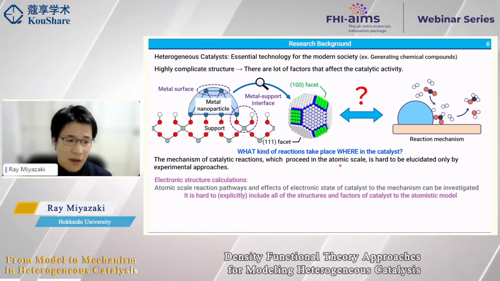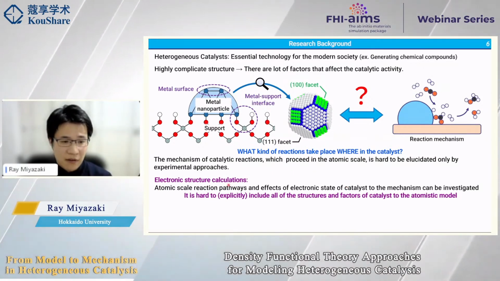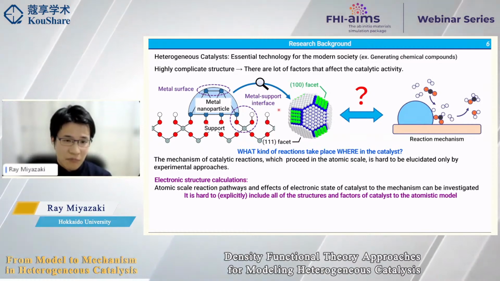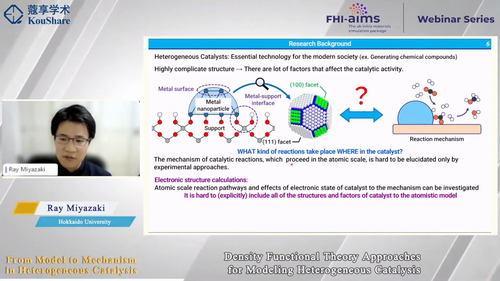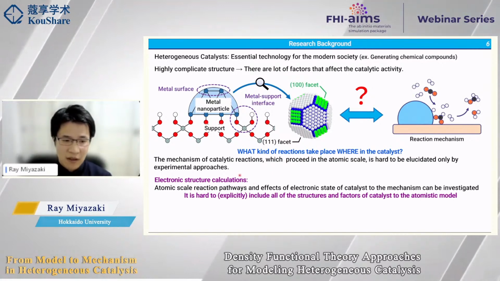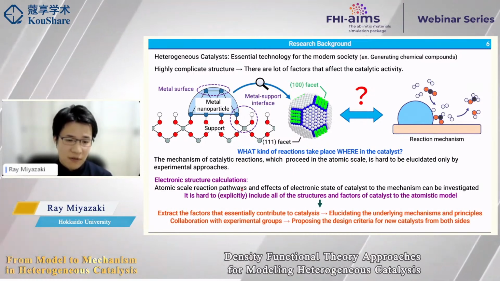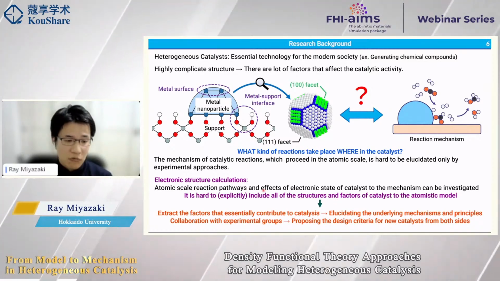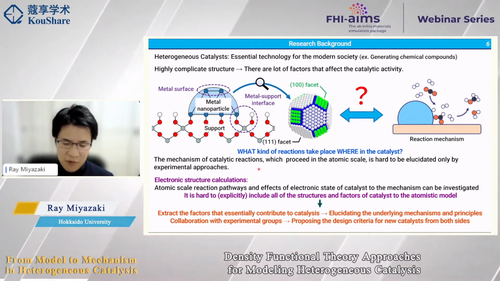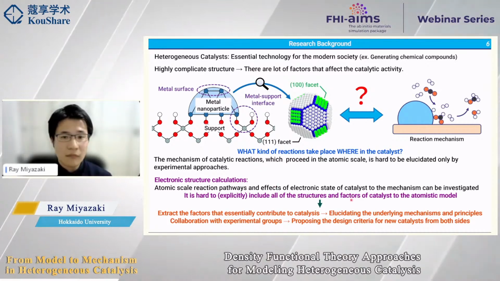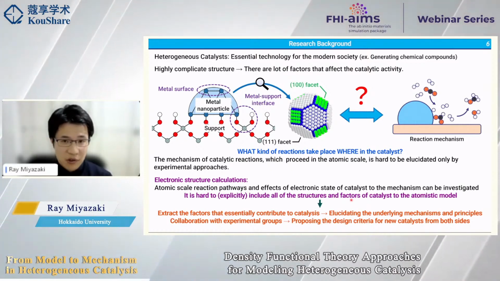Then electronic structure calculations can connect the state of the catalyst to the mechanism. It is a very nice approach, but the problem is, due to this complexity, it is very hard to explicitly include all of the structures and factors of the catalyst in the atomistic model with ab initio calculations. Then we need to extract the factors that essentially contribute, so we need collaboration with experimental groups, because we can use both sides, theory and experiment. So this is a very general introduction to heterogeneous catalysis with electronic structure calculation.